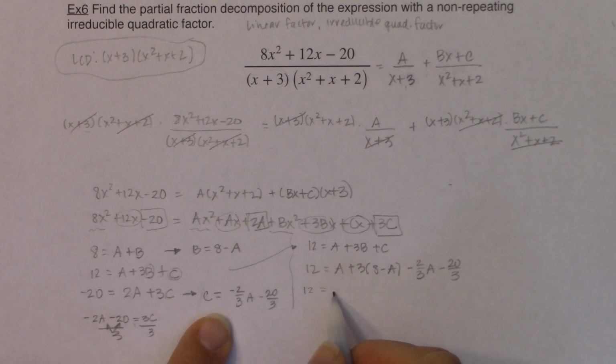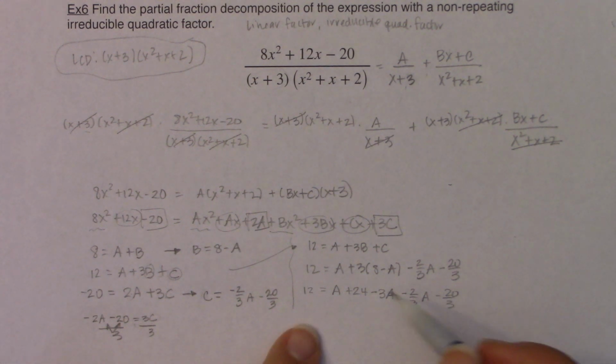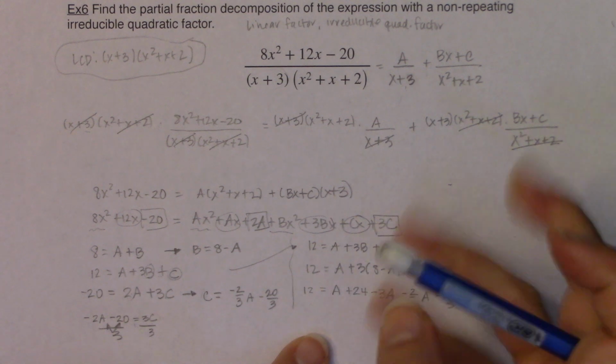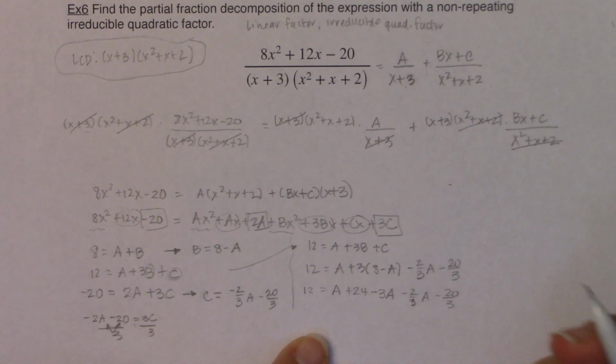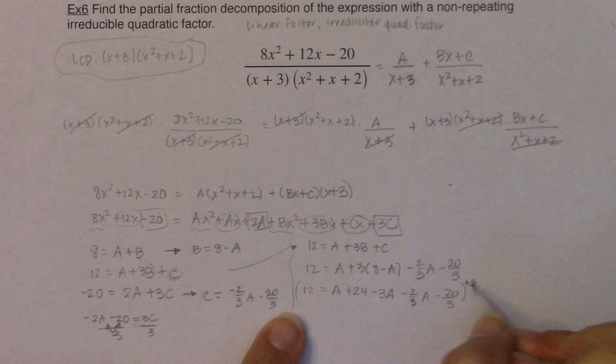I have 12 equaling A plus 24 minus 3A minus 2/3 A minus 20/3. Okay. Now, if you don't like the fractions, you could multiply everything by the LCD and knock them out. So let me do that just because if you actually look at the handwritten key for this problem, I didn't do it that way. So I just want to, again, show you alternate ways. So if I don't like the fractions, I can multiply everything by 3.